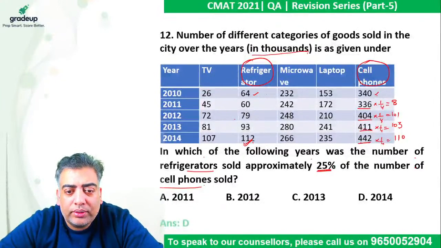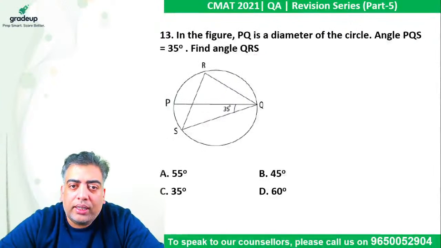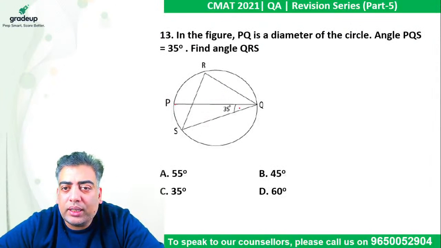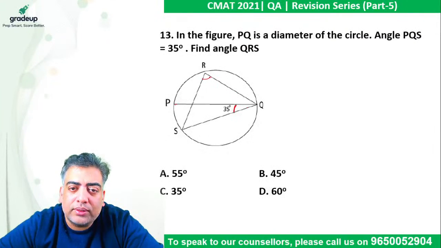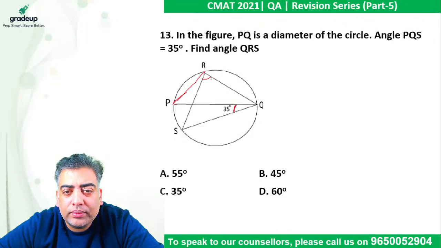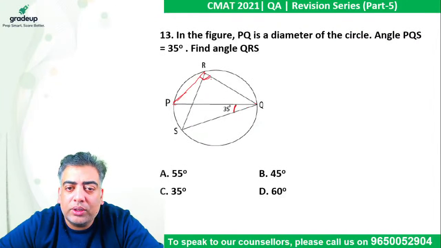Okay, so let's move on. Here it says in the figure, PQ is the diameter of the circle. Angle PQS is 35 degree. Find angle QRS. Now, in order to solve it, just join PR. Because PQ is the diameter, angle in a semicircle is always 90 degree. So this total angle PRQ is 90.